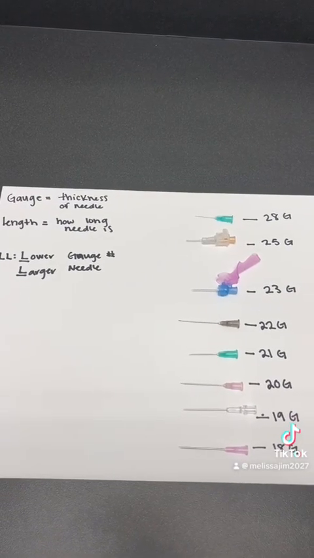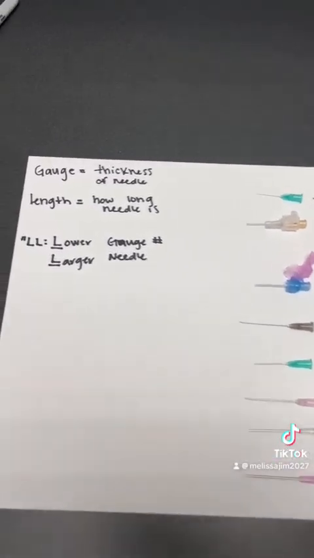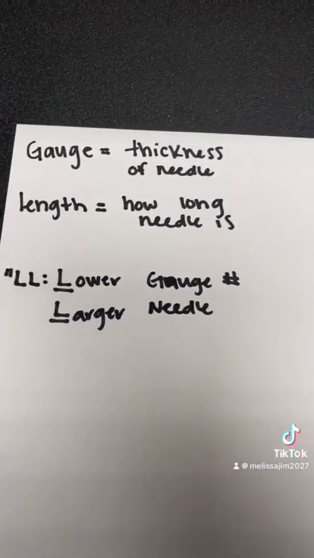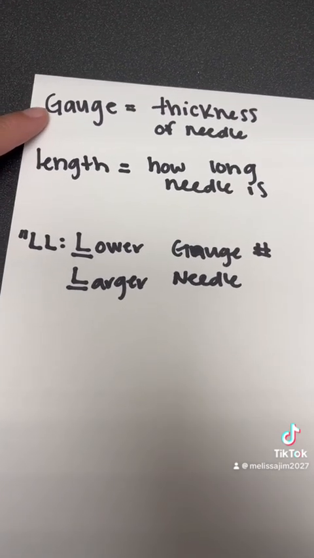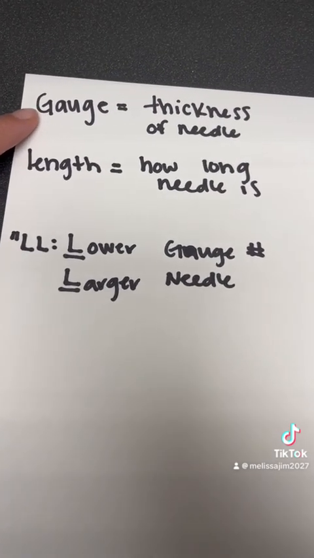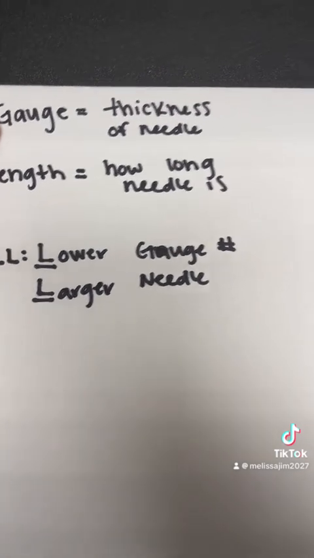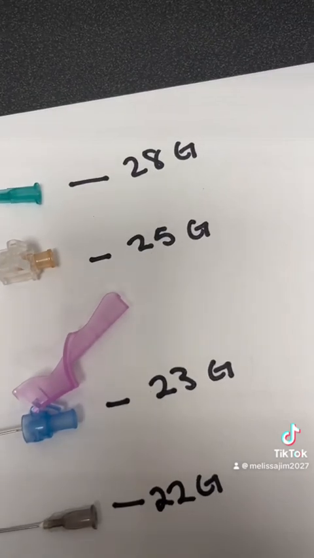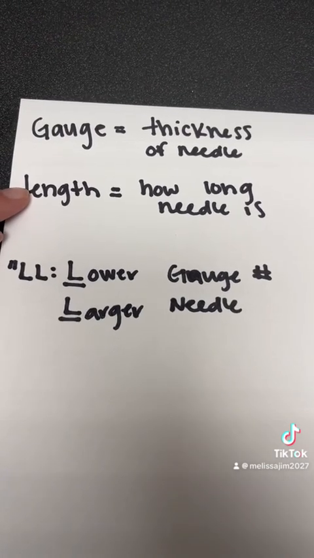Now let's look at needles that we'll use on our patients. A couple basic things we need to know about needles are the gauge. So that's the thickness of the needle. You might see gauge as G. So 28G is 28 gauge. We also care about our length, how long the needle is.